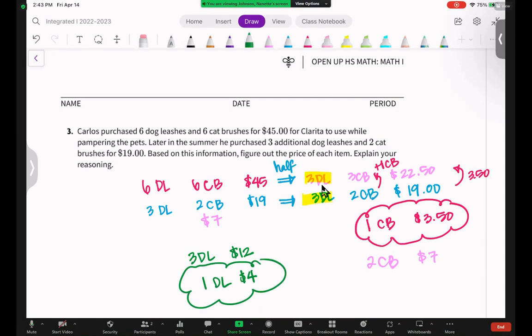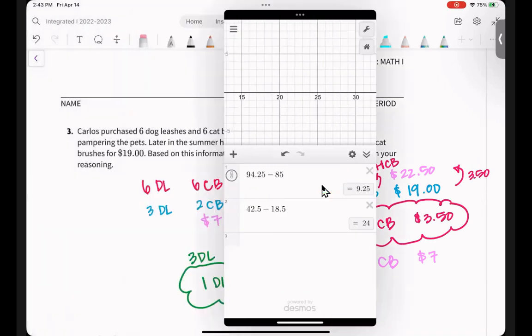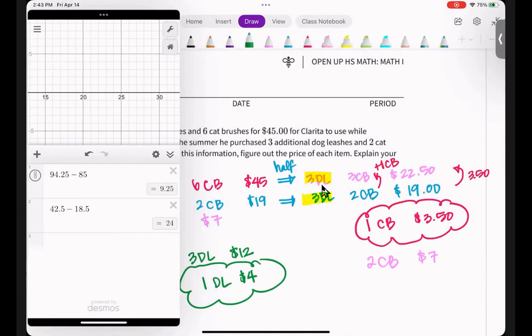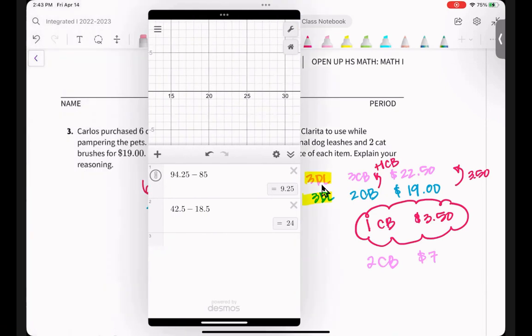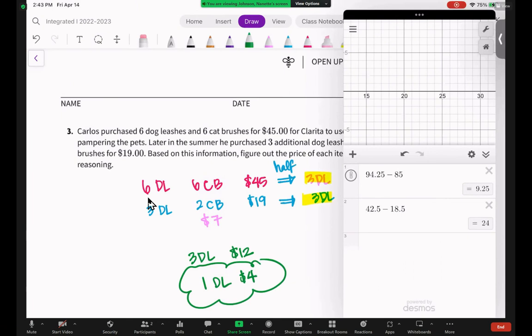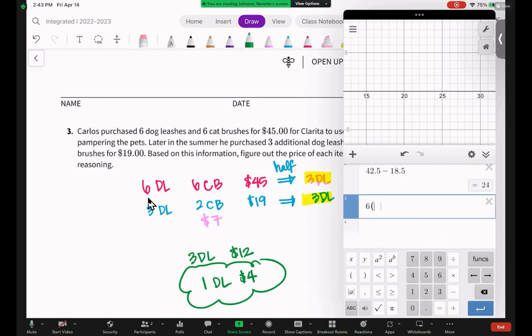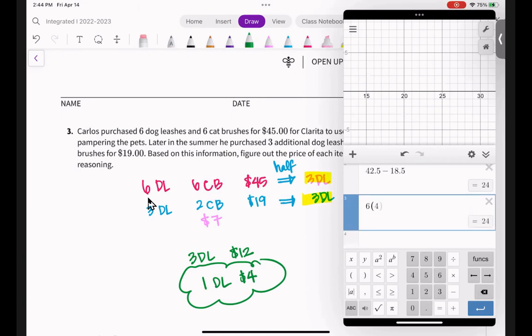So every single time you're doing this, it makes sense. And yes, you can check your answers in case you're wondering. So let's see. Let me see how I can do this. Oh, $3.50. Okay. So if the cat brush costs $3.50, you can go in this first equation here. If I bought 6 cat brushes for $3.50 each, and then I would add it to, oh, am I doing this wrong? Yep, I'm doing this wrong, because it's dog leashes first. Dog leashes are $4.